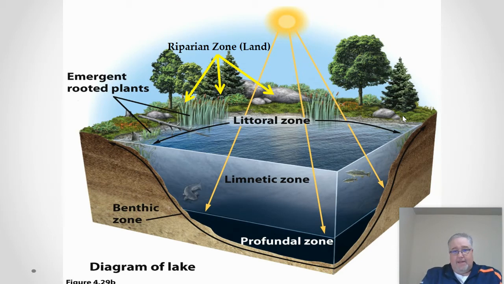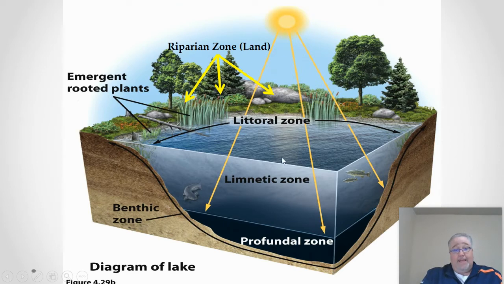Now, once we get into the body of water, we have an area called the littoral zone. The littoral zone is the shallow area. Usually you can stand in it, maybe it's 3, 4, 5 feet deep. Definitely in the littoral zone, you can have some emergent vegetation. If you look here, there are some plants growing in the littoral zone, like some cattails, but it's shallow enough for emergent vegetation to grow.